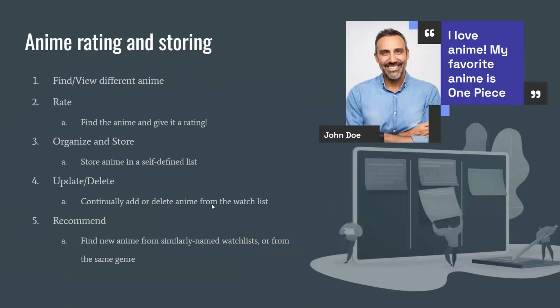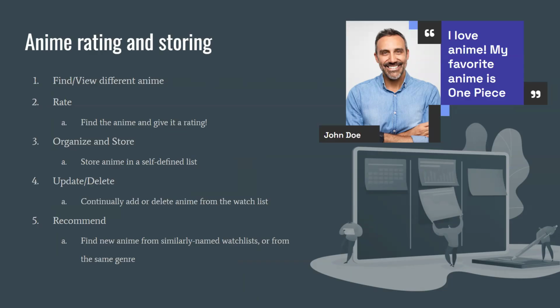So for this application, it's going to be a web application, and the goal of this web application is a platform for users to rate anime, find new anime, and add their favorite or hated animes under self-defined watch lists. So they can view and find different anime, and they can also rate the anime and update their rating for each anime as well. They can also organize and store anime in self-defined lists under different names such as to be watched or my favorites and more. Watch lists can be continually added to, or they could delete it so they can update it whenever they want.